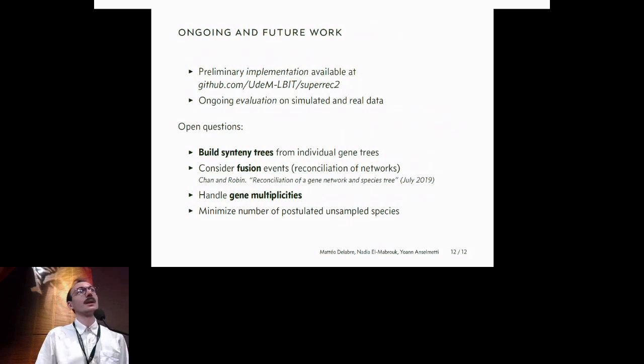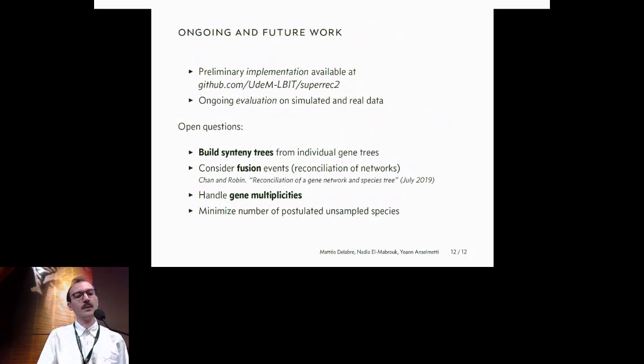The second point is that once we have considered cut events, as I mentioned, it's very tempting to consider fusion events, which are the counterparts that would bring together two existing syntenies. But this will lead to networks, and we would have to consider a model of reconciliation of a synteny network with a species tree. Well, there has been some work on that for individual gene families, and we know that this is a tractable problem for tree-child networks. But we have to see if this can be extended to our framework.